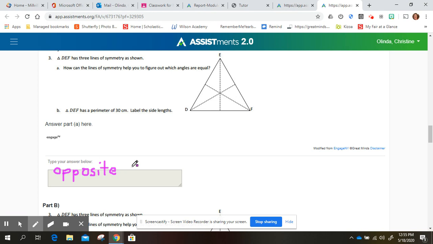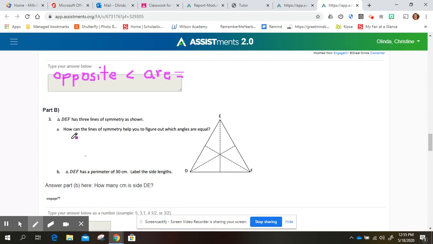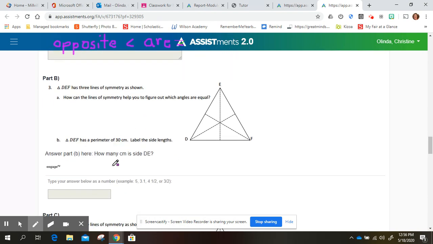Opposite angles are equal. What that means is here's my line of symmetry. If I use E as the vertex, the opposite angles D and F are equal. If I use F as the vertex, the opposite angles E and D are equal. And if I use D as the vertex, the opposite angles E and F are equal. And so it's the same question, but now we're answering part B.